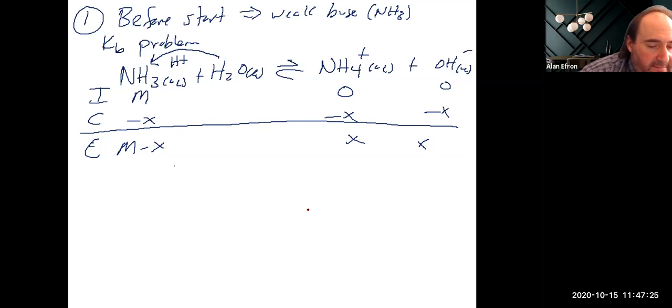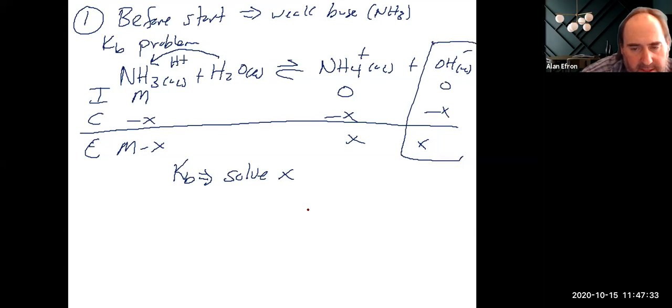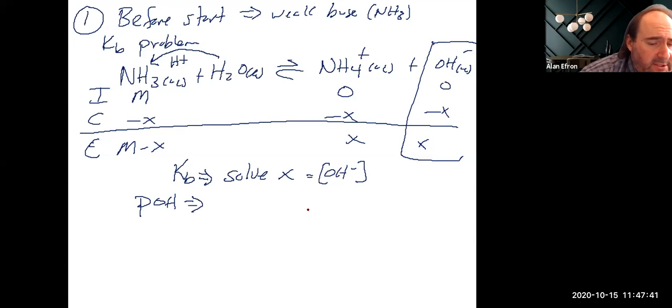Again, because this is a base, we would go into our Kb expression. We would solve for X. X, as we can see from the table here, is the hydroxide concentration. That will again allow you to first get the pOH and then the pH by subtracting from 14.